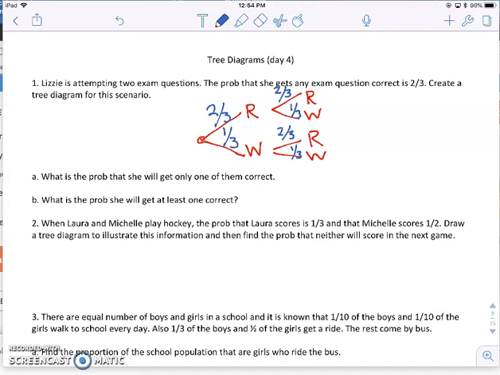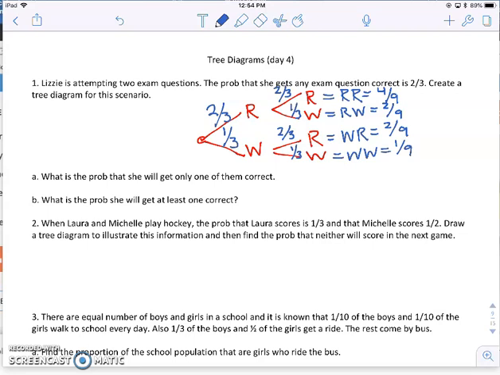If we wanted to highlight these paths here, we could say, 2 rights in a row: 2 times 2 is 4 ninths. A right and then a wrong would be 2 ninths. This path is a wrong and then a right, we have 2 ninths. And then a wrong and a wrong, we have 1 ninth.